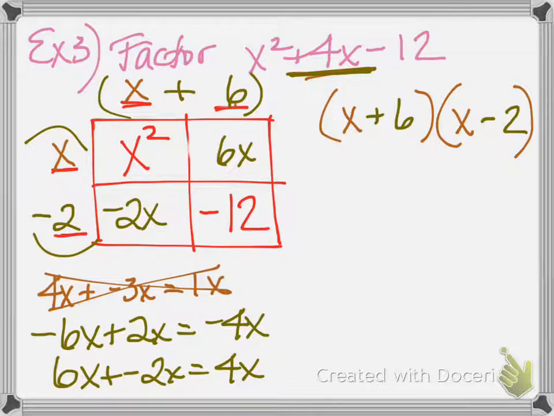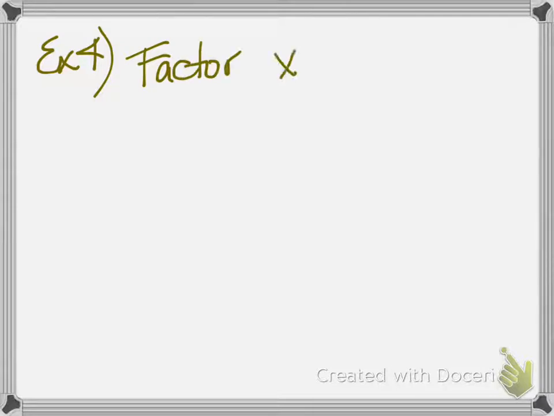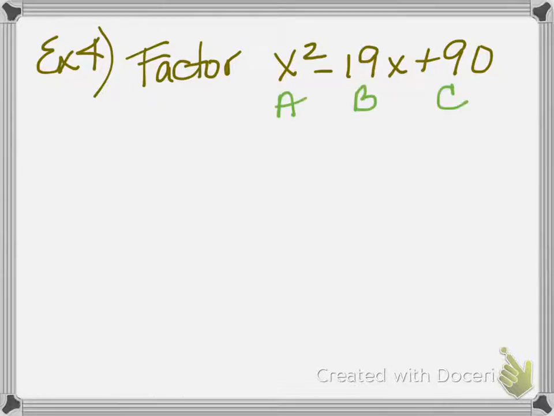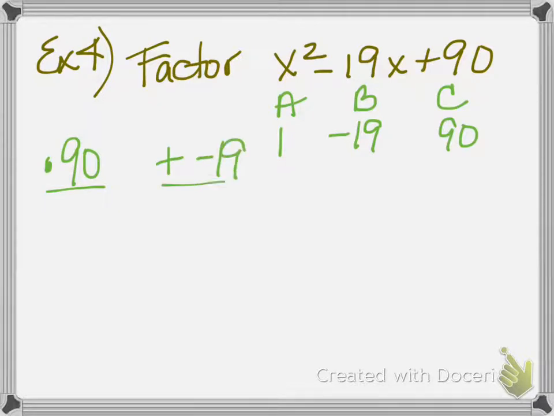You can, of course, just do factoring, which I'll do an example for. You can just do the algebraic way here. So factor x squared minus 19x plus 90. So I'll label, here's A, B, C. So A is 1, B is negative 19, C is 90. So I need to multiply to 90 and add to negative 19.